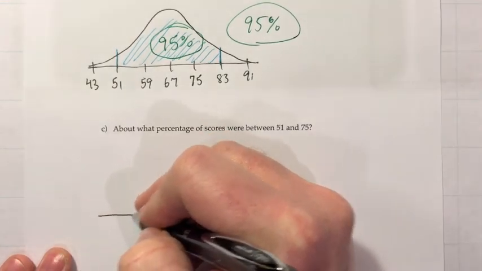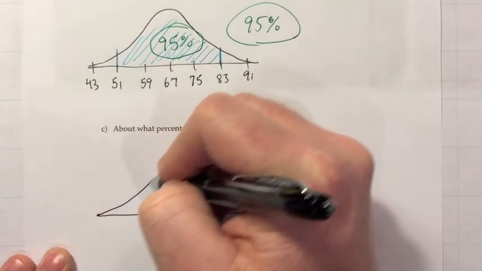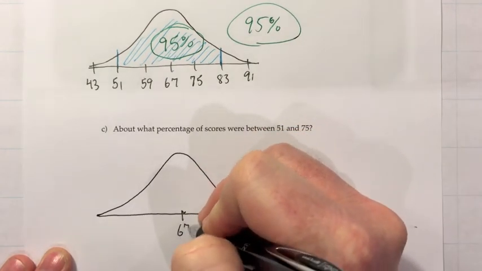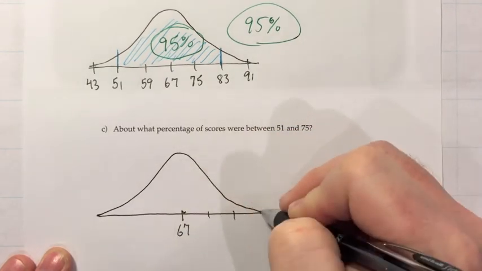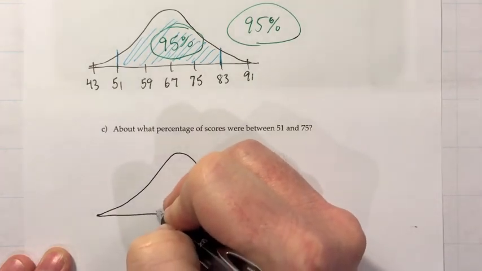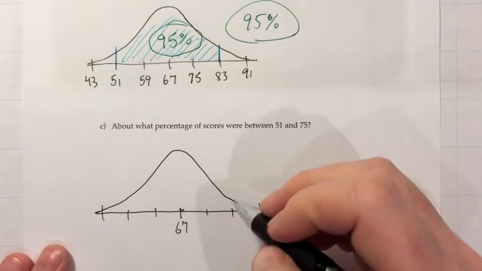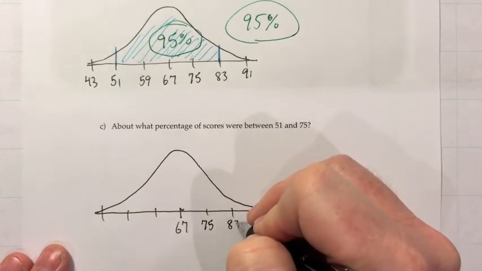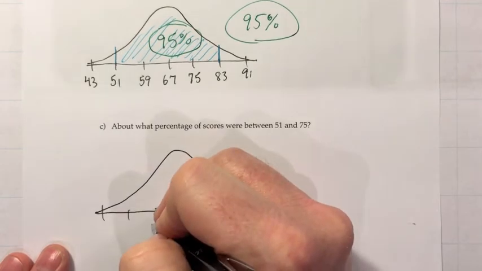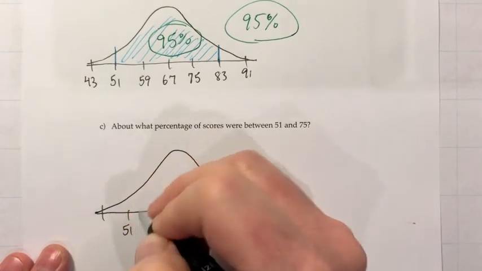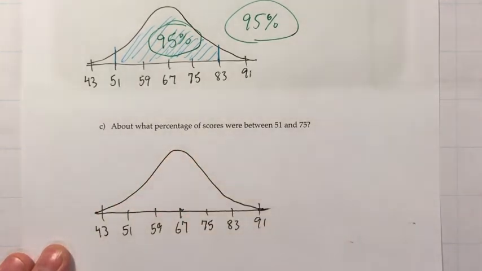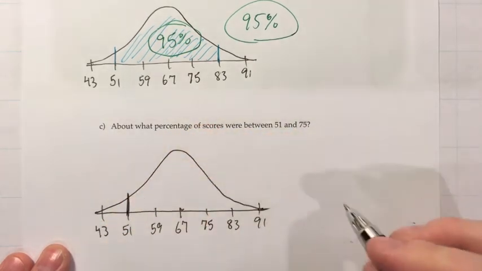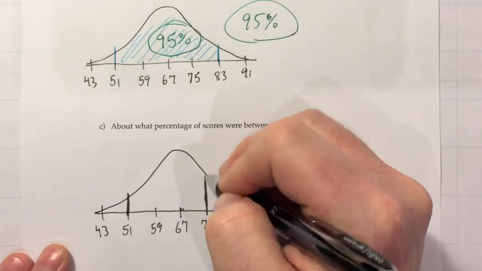So let's get a new picture going. We got our bell-shaped curve. We put the mean underneath the peak. 1, 2, 3 notches to the right edge. 1, 2, 3 notches to the left edge. Throw the numbering in there just like above. And then start thinking about the boundaries that they're asking about. So one of the boundaries is 51, so that's right here. The other one is 75, that's right here.